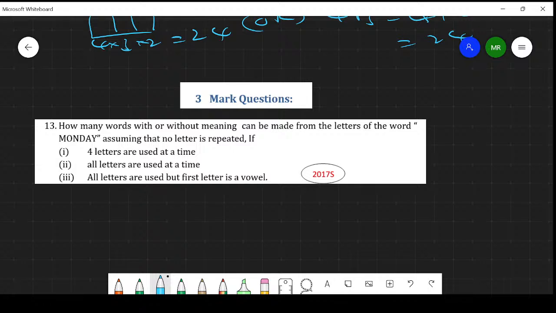How many words, with or without meaning, can be made from the letters of the word Monday, assuming that no letter is repeated? They are using the word Monday, and no letter is repeated. You solve this problem because it is an important one. 4 letters are used at a time. Out of Monday we have 6 letters, and they are using only 4 letters. So the concept is simple. Think about the simple concept here, using the letters of the word Monday. Easily you can do that problem.